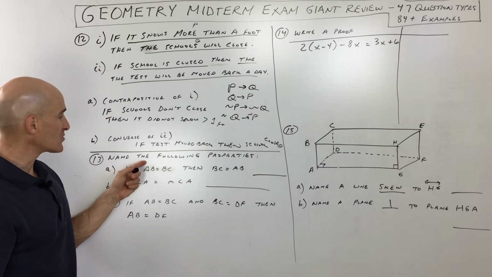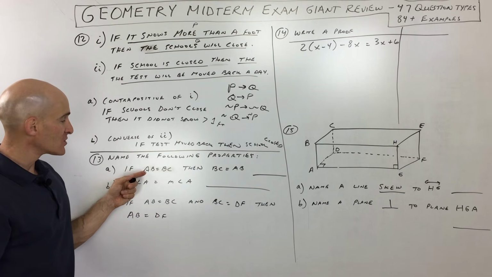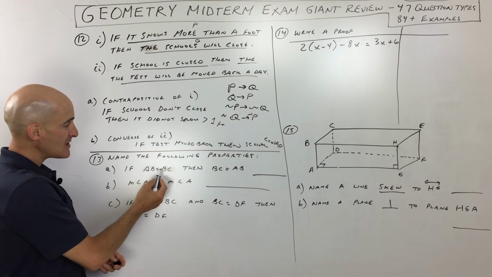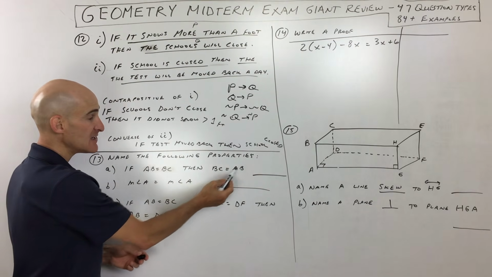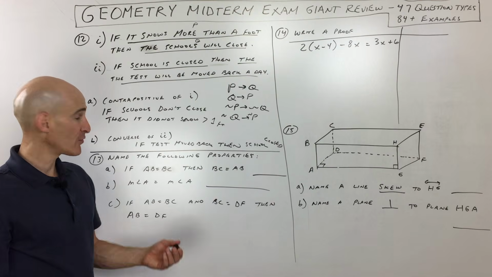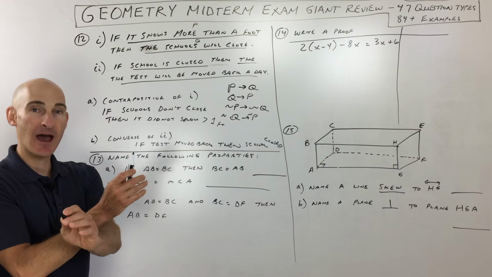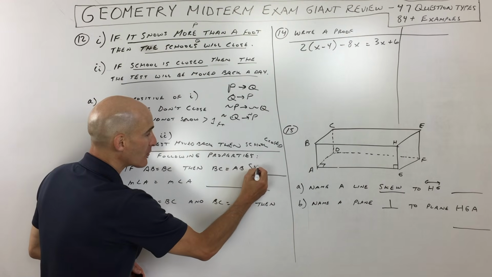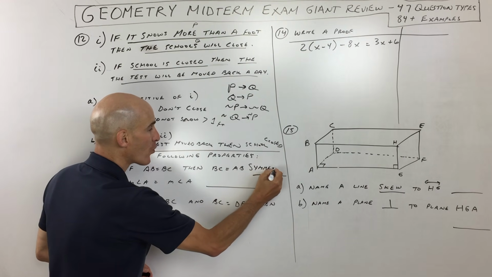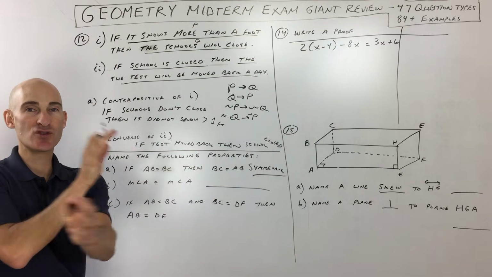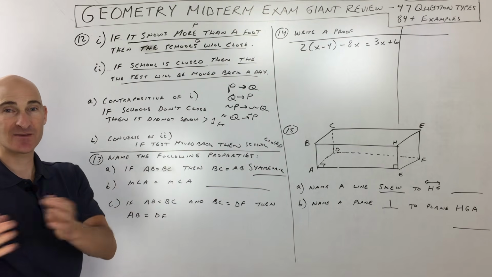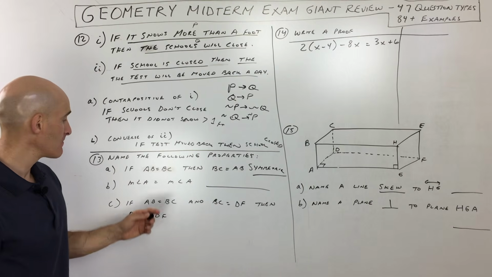So let's look at number 13. It says name the following properties. So here we're getting into some of the properties. If AB is equal to BC, then BC equals AB. Which property is that? Notice all we did was switch the AB and the BC. Well, that's called the symmetric property. So you want to memorize that. When you change the order, it's like a line of symmetry. You can fold over that line of symmetry. It's the same saying it forward or backwards.